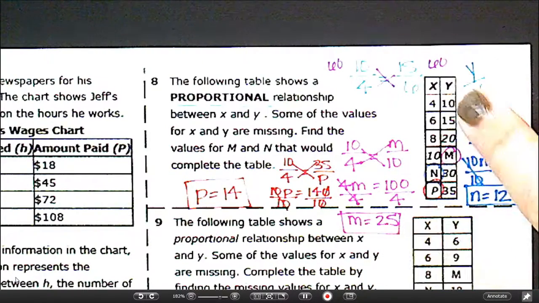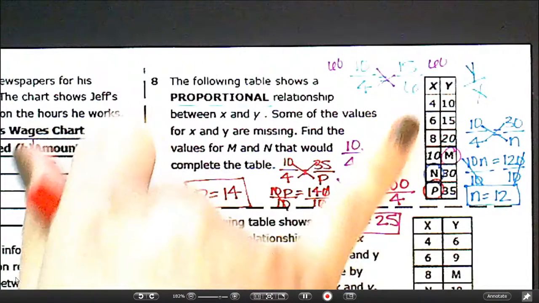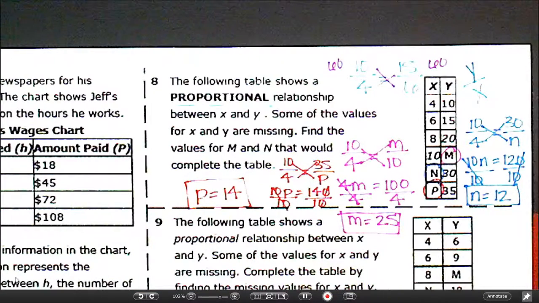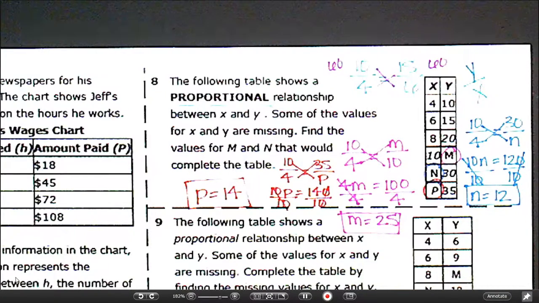In fact, I see that my y's go up by 5 each time the x's go up by 2. Okay, n is 12, and yep, they keep going up by 2. It's in between 10 and my next number, which is 14. So these all go in order. If I had gotten 120 for n, I would have known, man, that's way off, because that totally does not fit the pattern.